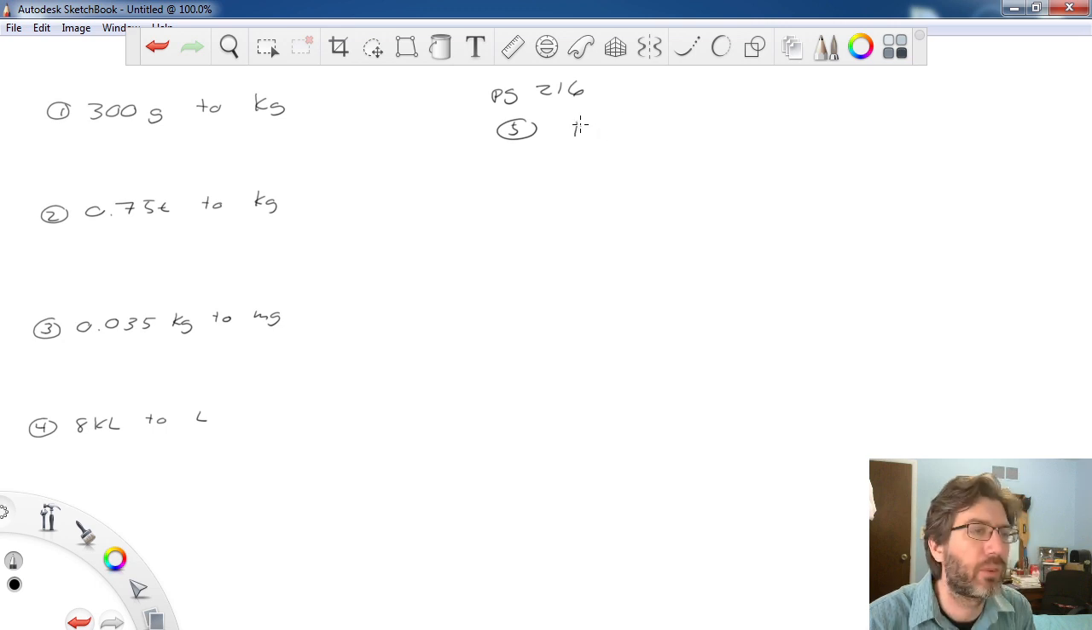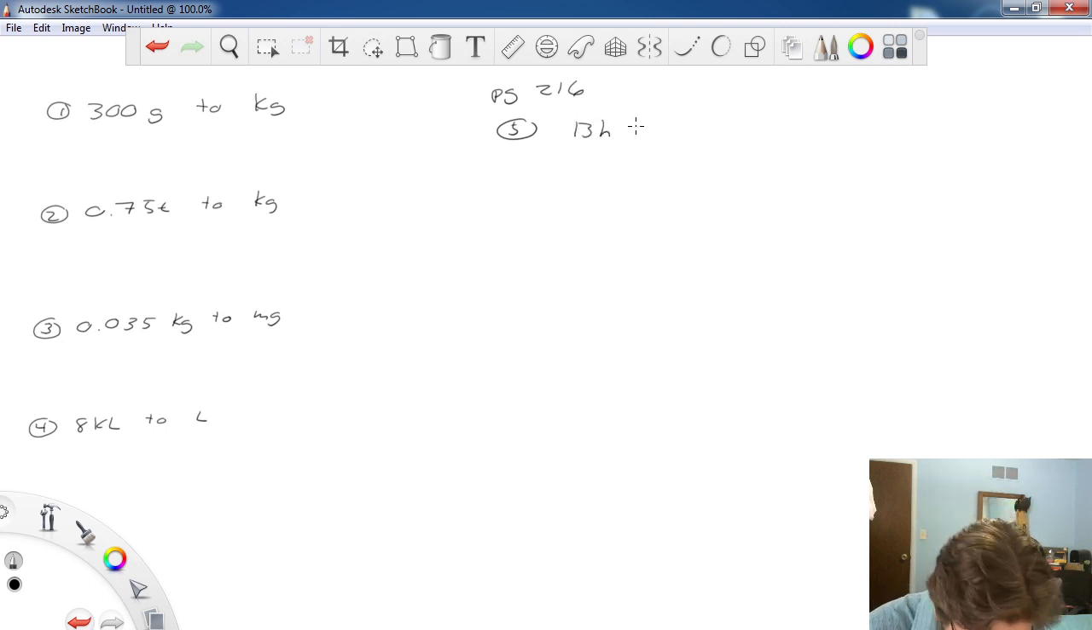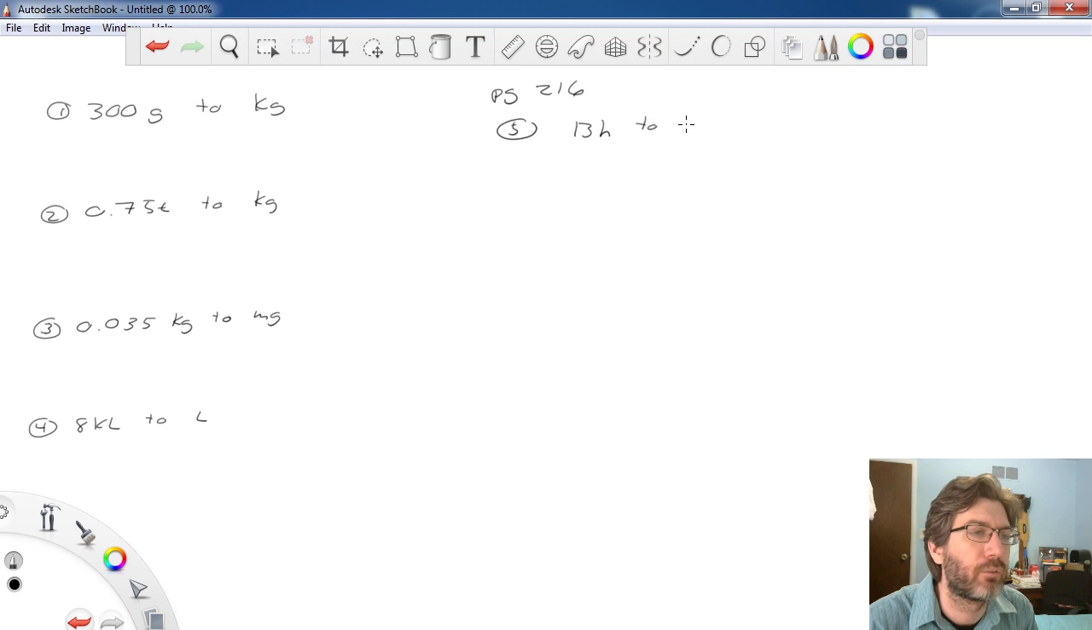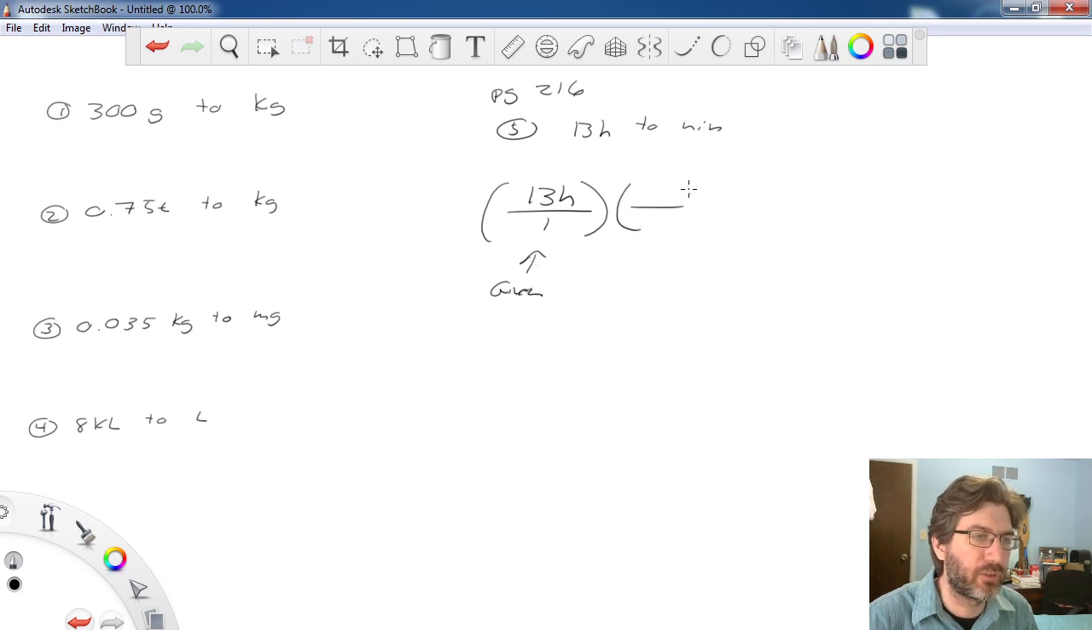We're going 13 hours to minutes. So I want to take 13 hours to minutes, so again I'm going to put that as 13 hours over 1. This is my given. This is what's given to me. And I'm going to multiply it by conversion ratios. I don't know what it is, but I know hours has to go on the bottom so they cancel out.